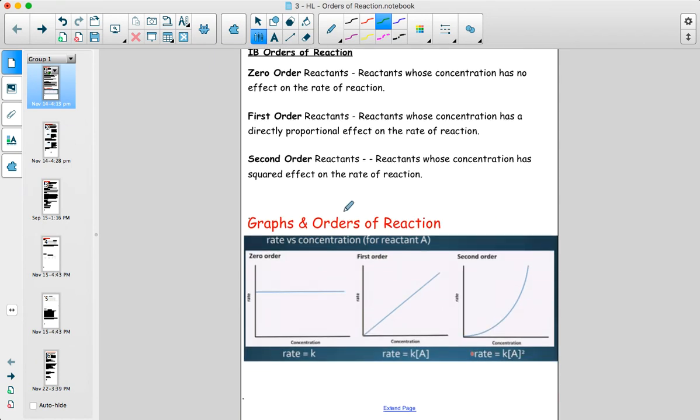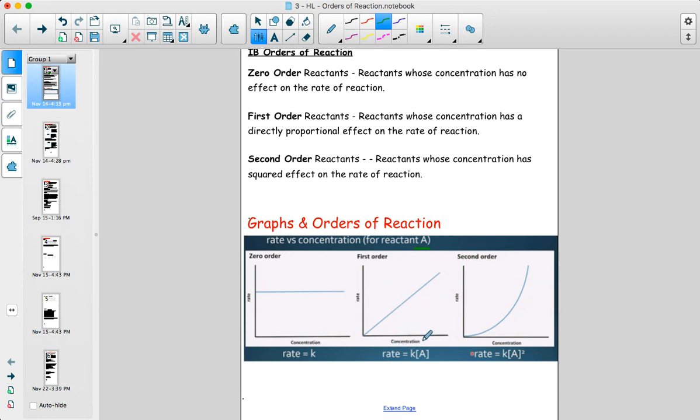And so there are a couple of graphs that you should be comfortable with. These are graphs here that show the effect of the concentration of a particular reactant. They're calling it reactant A in these examples. So this is the concentration of A in moles per dm cubed, and this is the reaction rate. Well, as we change the concentration of A, if it's zero order, there's no effect on the rate. So assuming all the other reactants in the reaction are staying at a constant concentration, no matter what we do to the concentration, there is zero effect on the rate.